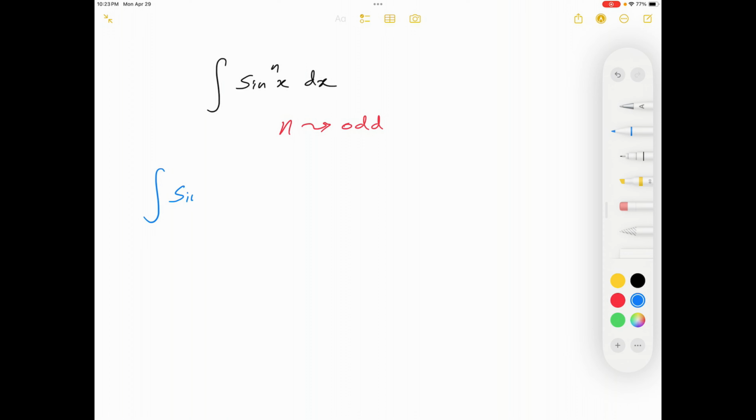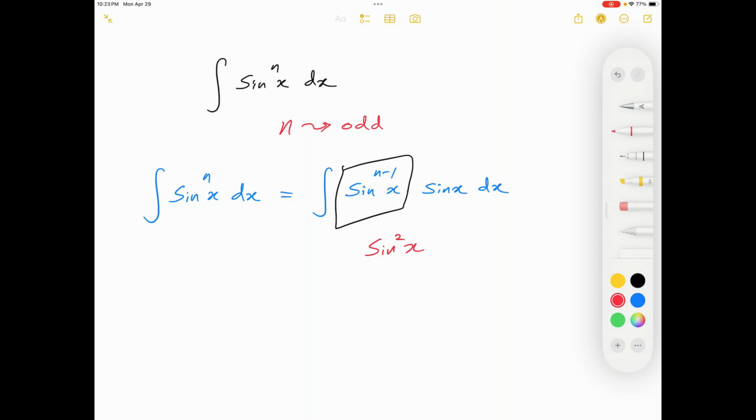Now, in that case, integration sine nth power x dx, we are going to write it as integration sine n minus first power x times sine x dx. When n right here is an odd number, n minus 1 should be an even number. Therefore, sine raised to the n minus first power x can be written as a function of sine squared x, such as sine squared x raised to some kth power where k is a positive integer.